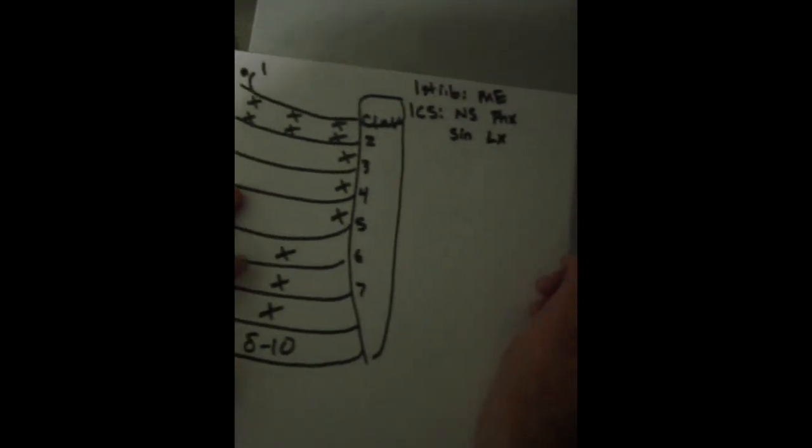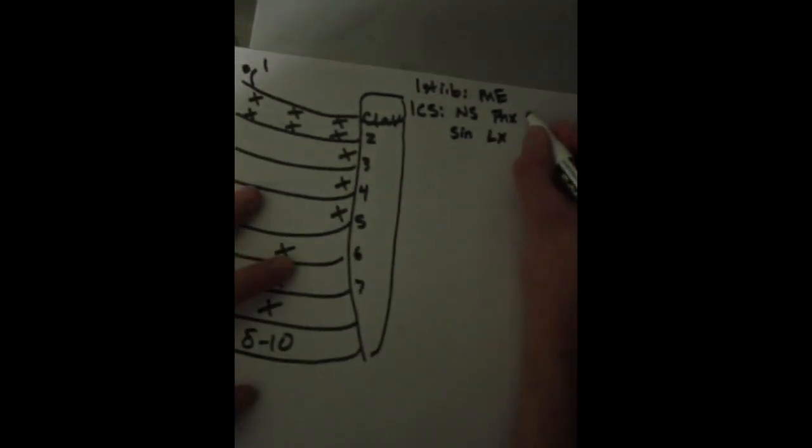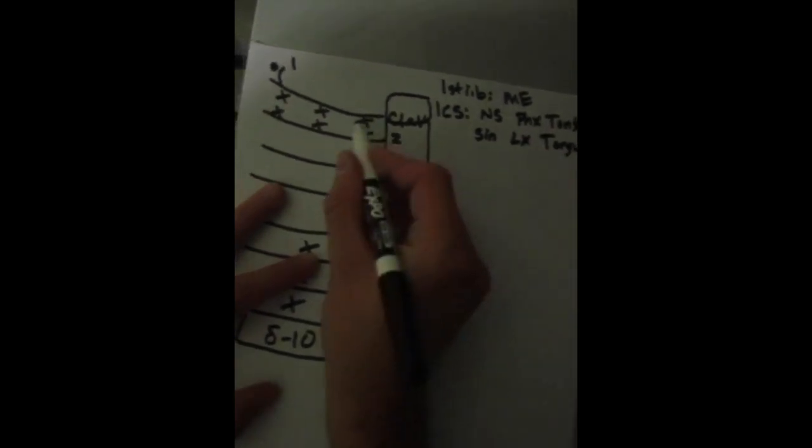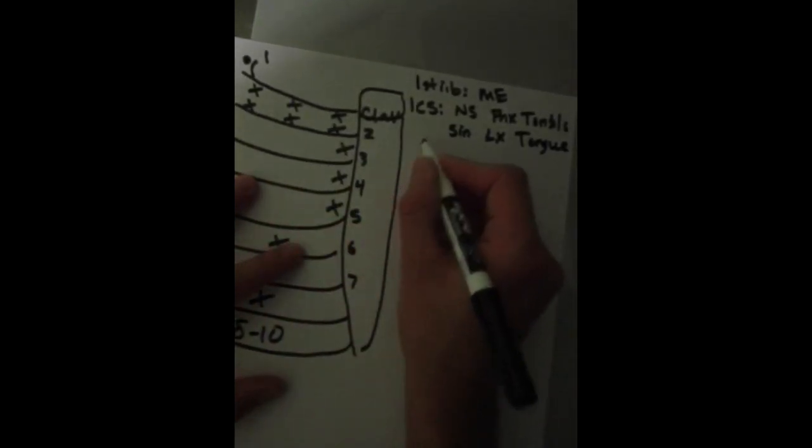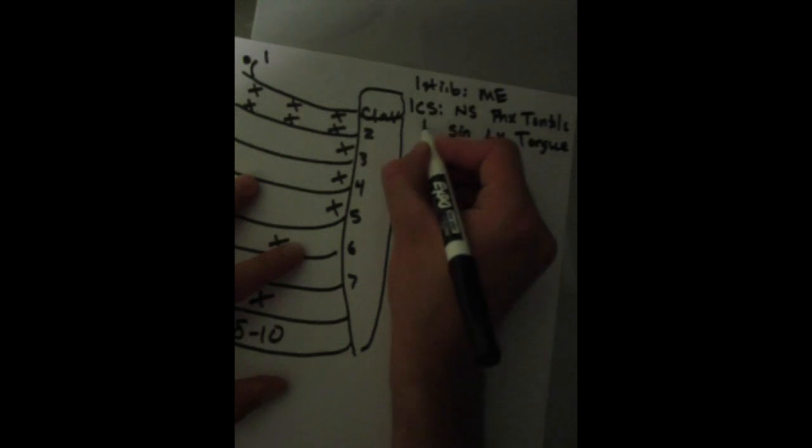Along the inferior aspect of the clavicle in the first intercostal space, we're going to be having the nasal sinuses over the sinuses. We've got the pharynx over the larynx. Then we have the tonsils over the tongue. And all these points correspond with these points over here on the left. So that's our first intercostal space.